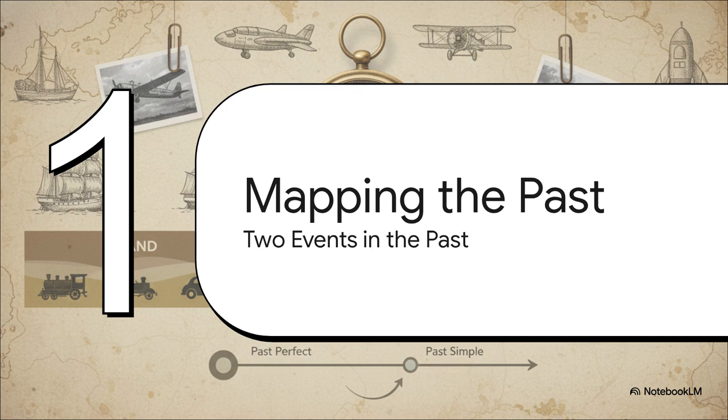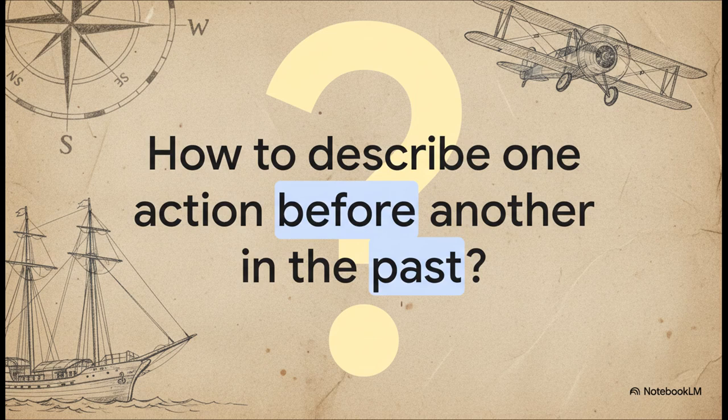Now that we've got our gear, let's move on to Section 2, Mapping the Past. This is where we learn how to navigate time when we're telling stories, which is absolutely crucial for any explorer. So, here's a little puzzle for you. Imagine you're telling a story where two things happened in the past, right? But one happened before the other. How do you make that super clear to your listener? Well, let's check out an example.